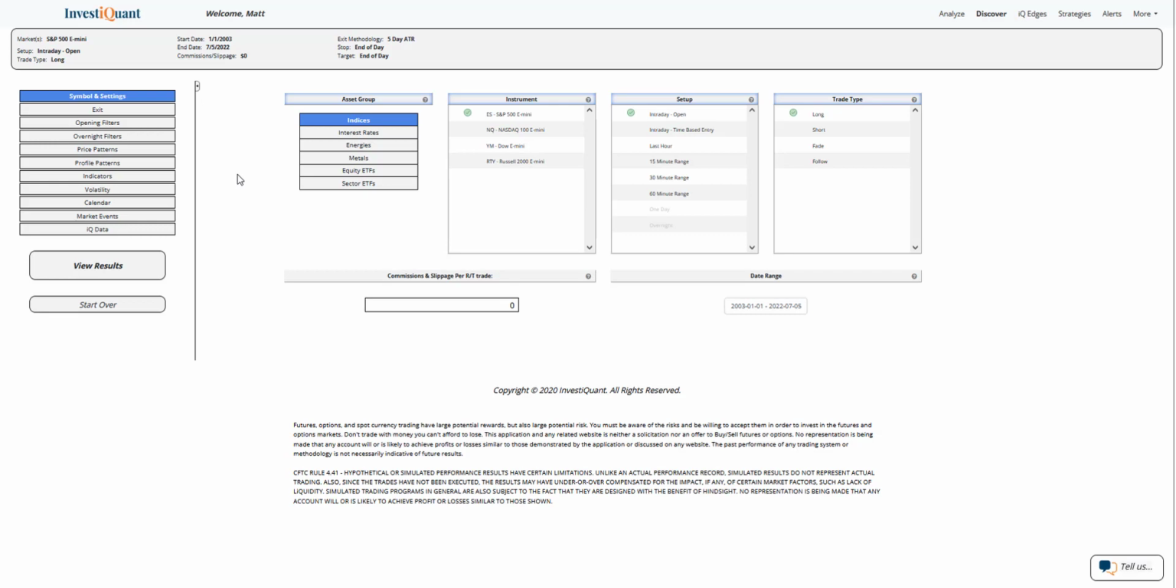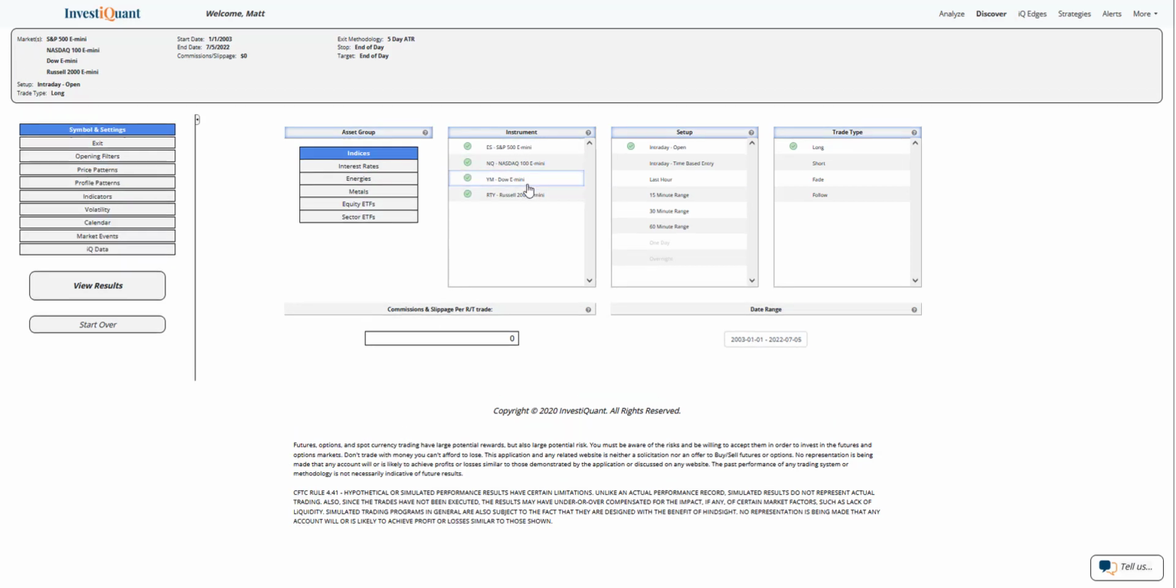Today is Tuesday, July 5th, 2022. Today is the second trading day of the month of July. And that's what we're going to be looking at this morning, what's happened on the second trading day of the month. And we'll put it in a weaker market environment to mimic what we're in right now.